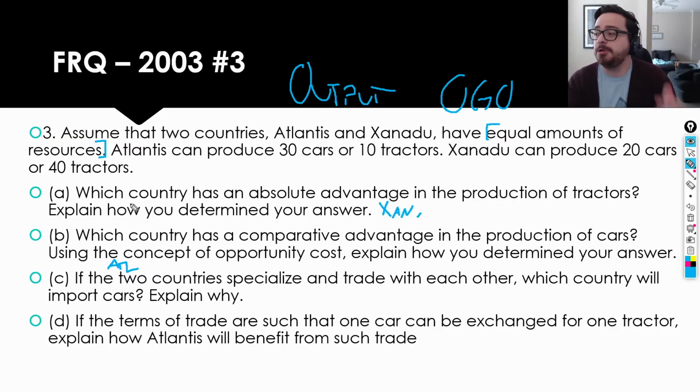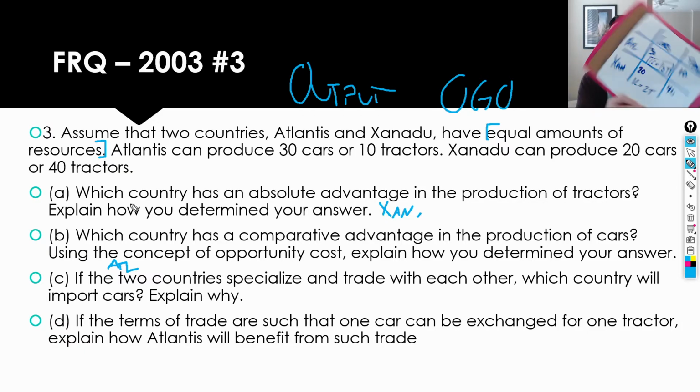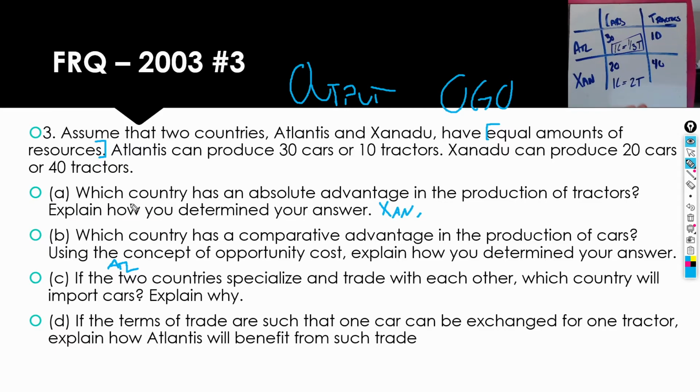I would say, since comparative advantage is who has the lower opportunity cost, the opportunity cost of Atlantis producing 1 car is 1/3 of a tractor, while the opportunity cost of Xanadu producing a car is 2 tractors. Therefore, Atlantis, by having the lower opportunity cost, has the comparative advantage. You could probably have also said Atlantis because they have a lower opportunity cost and then wrote C table if you did a table with a bunch of work in it like this.